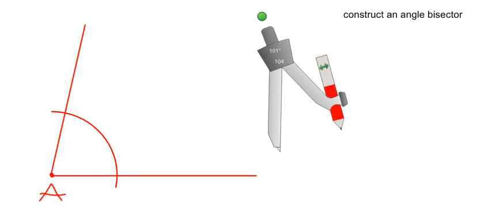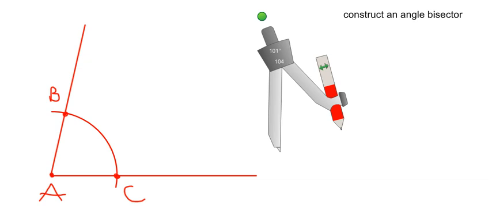Now the two places where my arc crossed the sides of the angle, excuse my mouse writing, it's not fabulous here, but we're going to call this one B. Keep it simple. We'll call this one C. Now the next step is crucial to being able to complete this successfully.